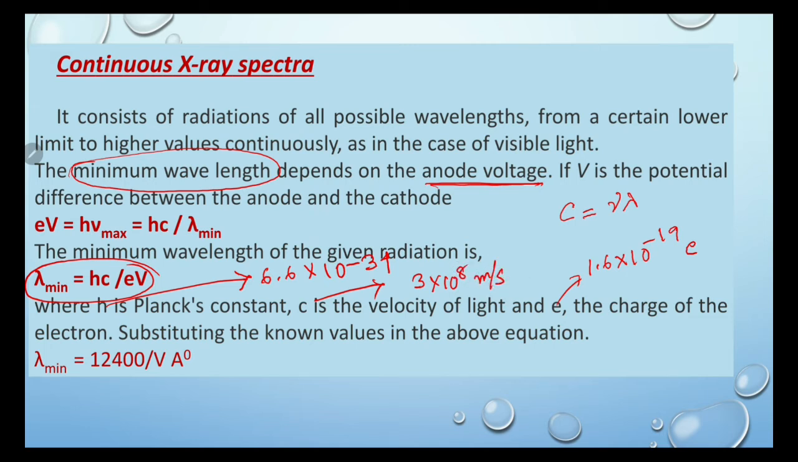So, if we put all these values in the equation lambda minimum equals hc by eV, then you get lambda minimum equals 12400 by V angstrom. So, you can put the value of the anode voltage directly to get the value of lambda minimum, that is, the minimum wavelength. You can use the equation lambda minimum equals 12400 by V angstrom.